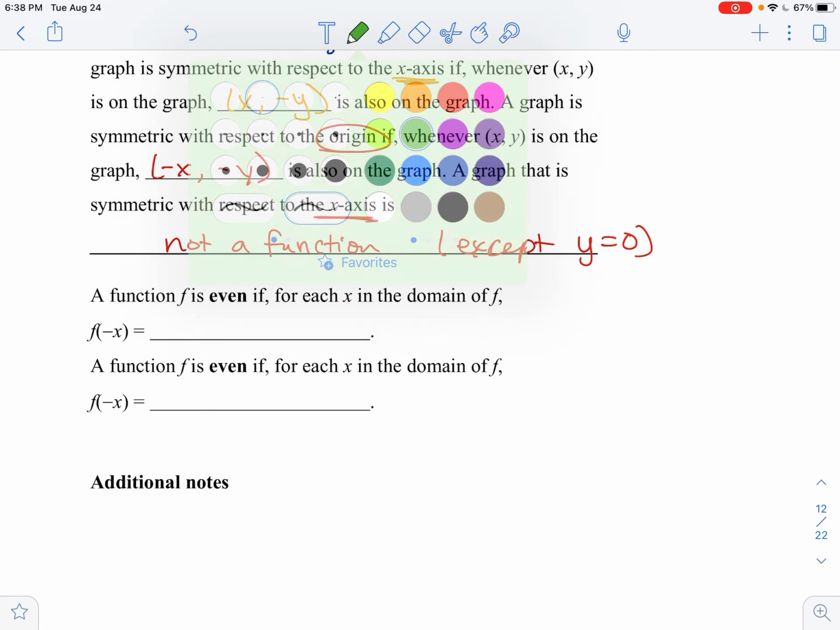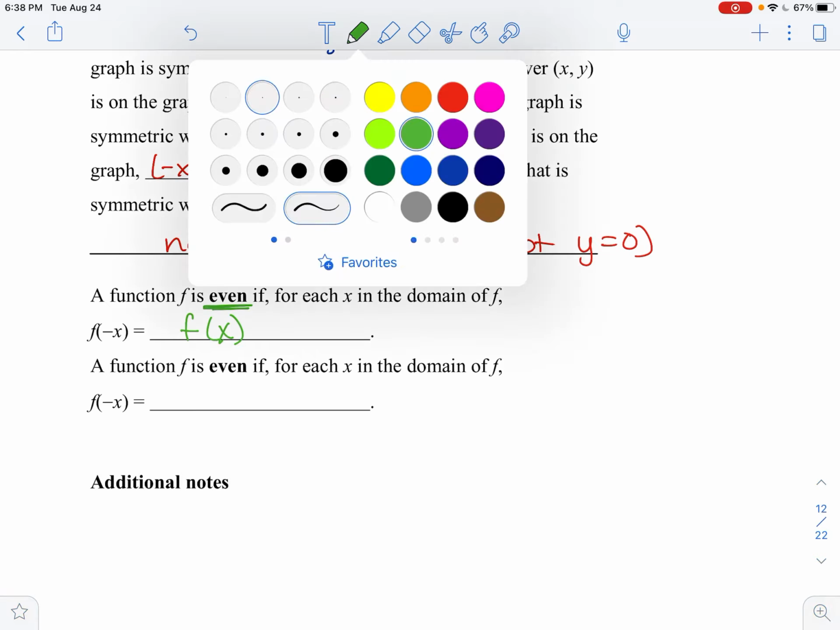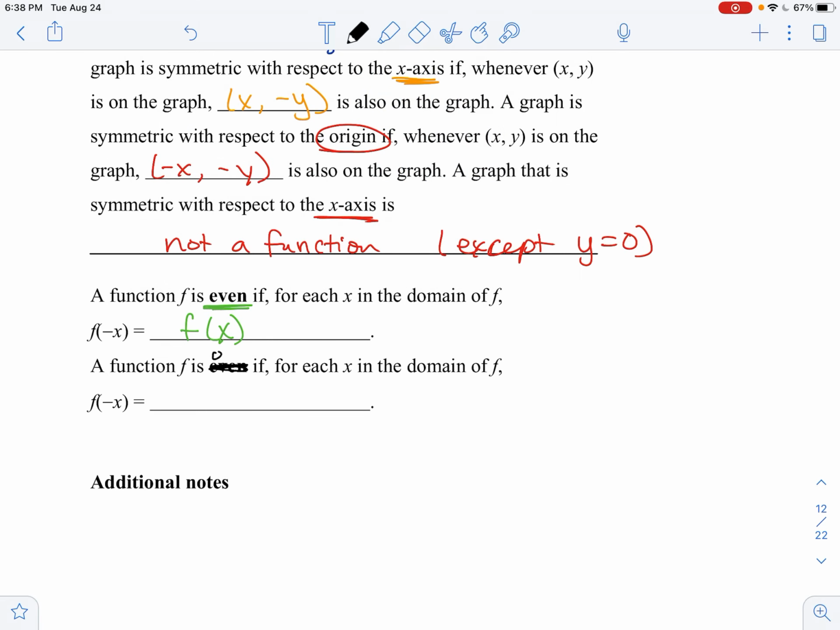And then lastly, if a function is even, then f of negative x is f of x. It's the same as f of x. And then this is a typo here. This is supposed to say odd. If a function is odd, then when I plug in negative x for x, I get negative f of x.